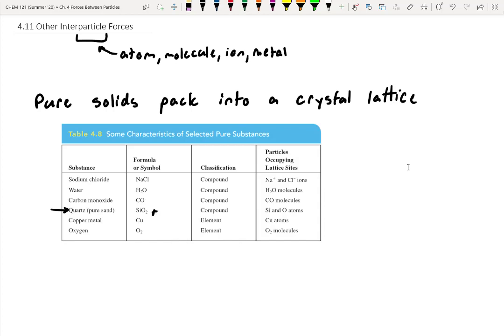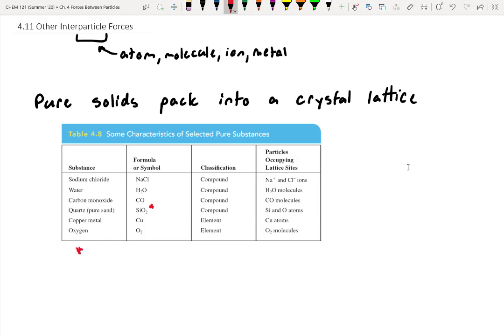And then down here, we've got copper metal. That's just element symbol Cu. This is just an element because it's by itself, just copper, and it's made up of copper atoms. Last but not least, we've got oxygen down here. That's O2. It's still an element, even though there's two oxygens, because it's only made up of oxygen atoms. This would be made up of O2 molecules. Like I said, let's make a little note. Sorry, I just wanted to keep it clean.